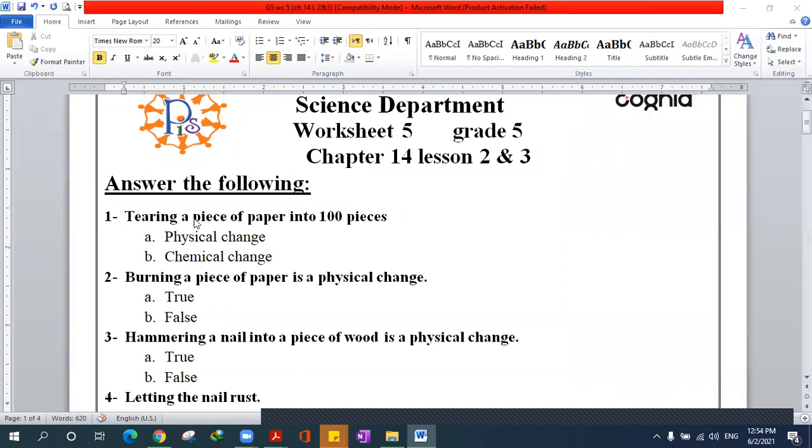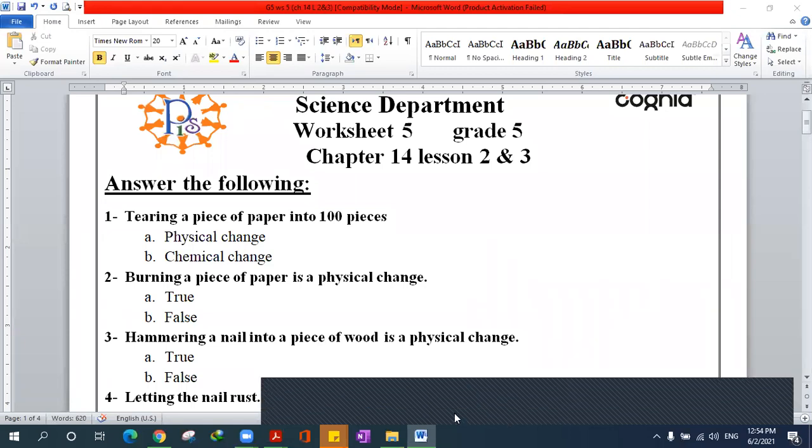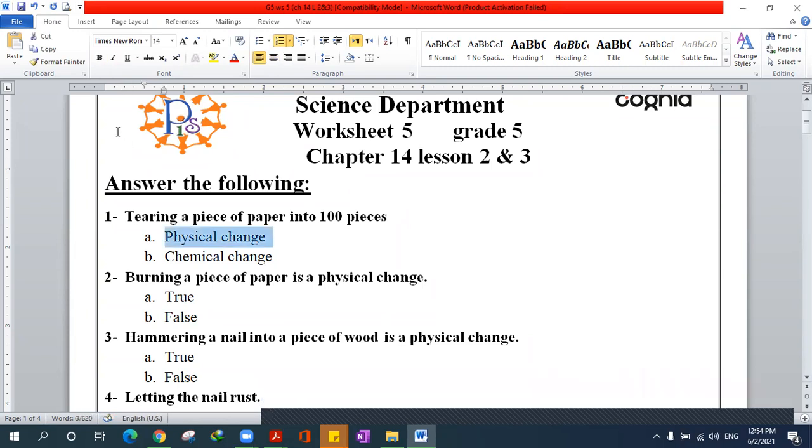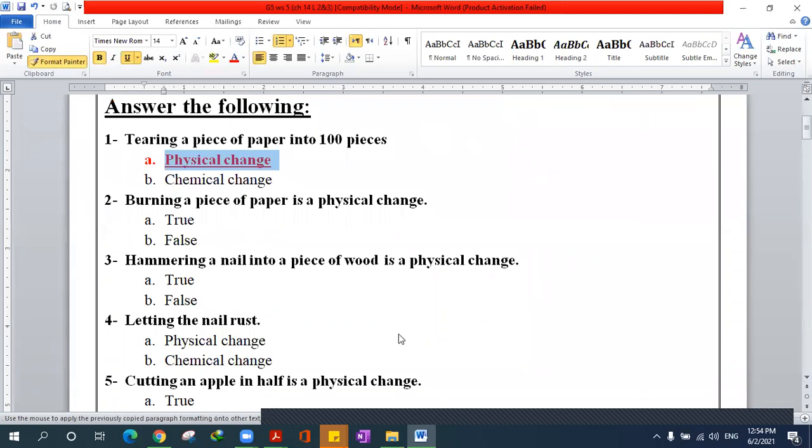It says, tearing a piece of paper into 100 pieces. Is it a physical or chemical change? Physical, of course. Get closer to the mic, please, and raise your voice. Okay, so it's physical because we're only cutting the paper into pieces. We're not changing it into a whole new substance. Well done. Number 2, we have Aysel.